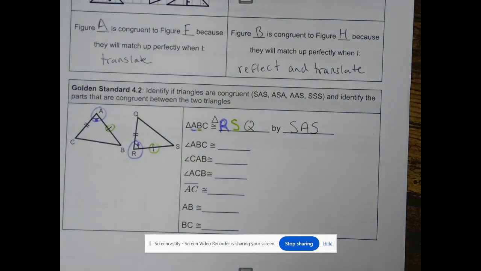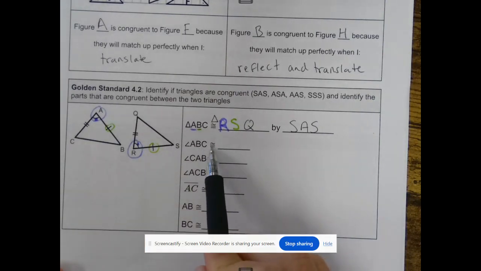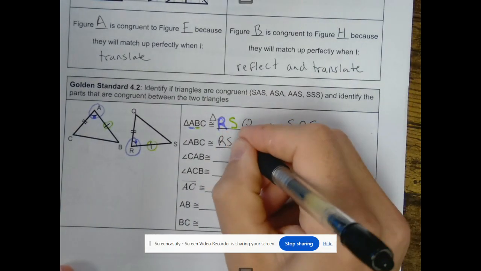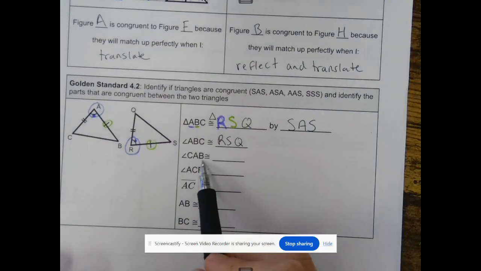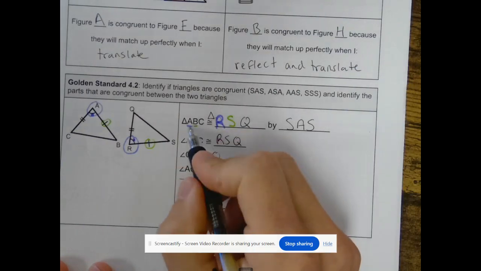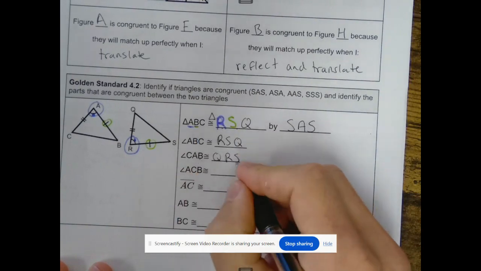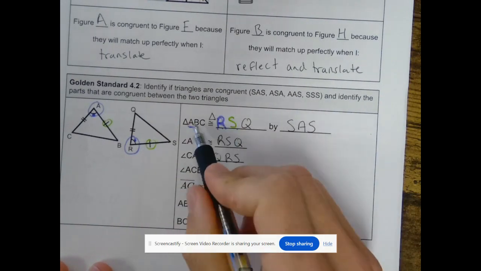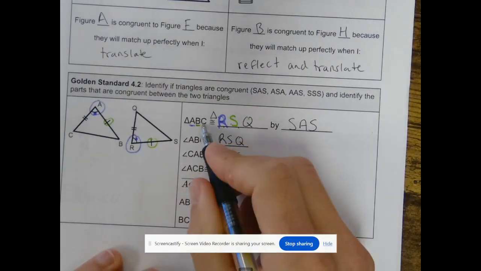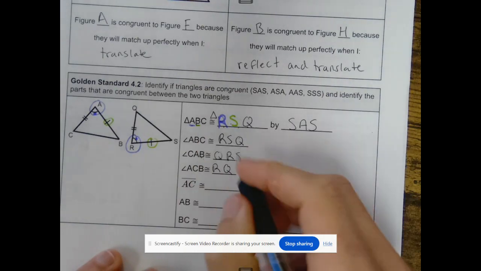All right, let's match up the pieces. Angle ABC corresponds to what other angle? Well, ABC, keep the same pattern, is going to match up with RSQ. Now, CAB, just rearrange it. Third letter, C corresponds to Q. A corresponds to R. B corresponds to S. Third letter, first letter, second letter. ACB, A corresponds to R. C, the third letter, corresponds to that third letter. So C goes with Q. B, second letter, goes with the second letter, S.